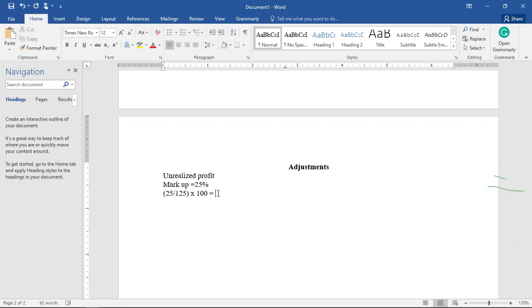You said the answer is what? 20%. Okay, that's correct. So therefore, you are going to work with a 20% margin. Now, in order for us to know the unrealized profit, there are two ways to do it.